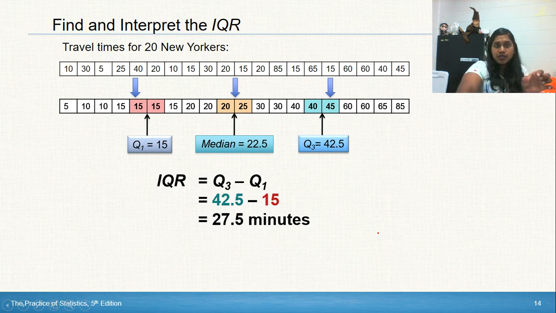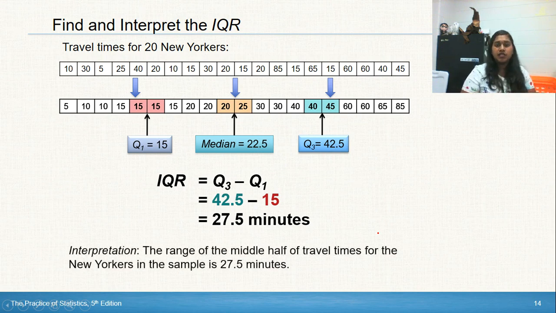I think some of us struggle with it. So here is the full sentence. The range of the middle half of travel times for the New Yorkers in the sample is 27.5 minutes. That's the interpretation, and that one sentence kind of stumped some of us. So I'm showing you an example. Start to modify whenever it says, find and interpret. That's the key word. The interpret is the full sentence they were looking for.